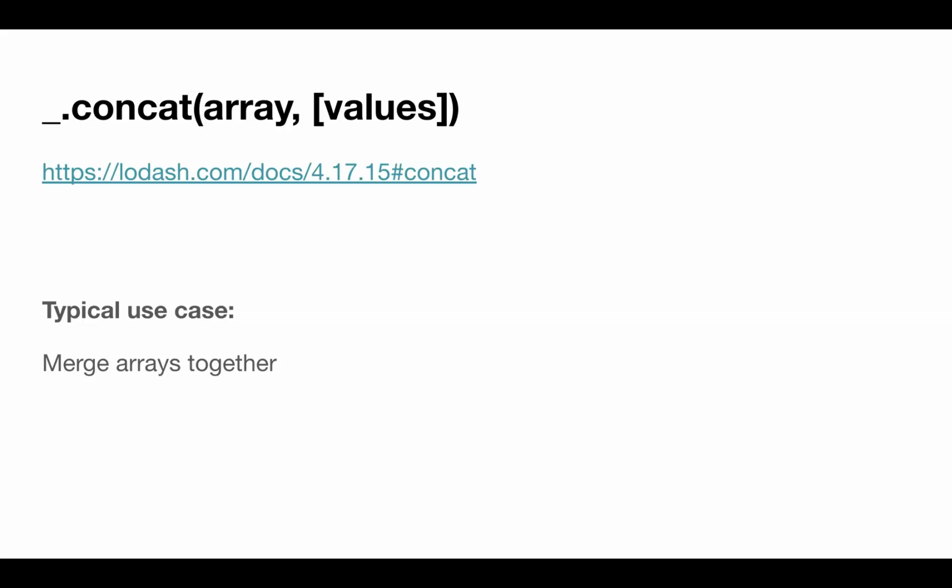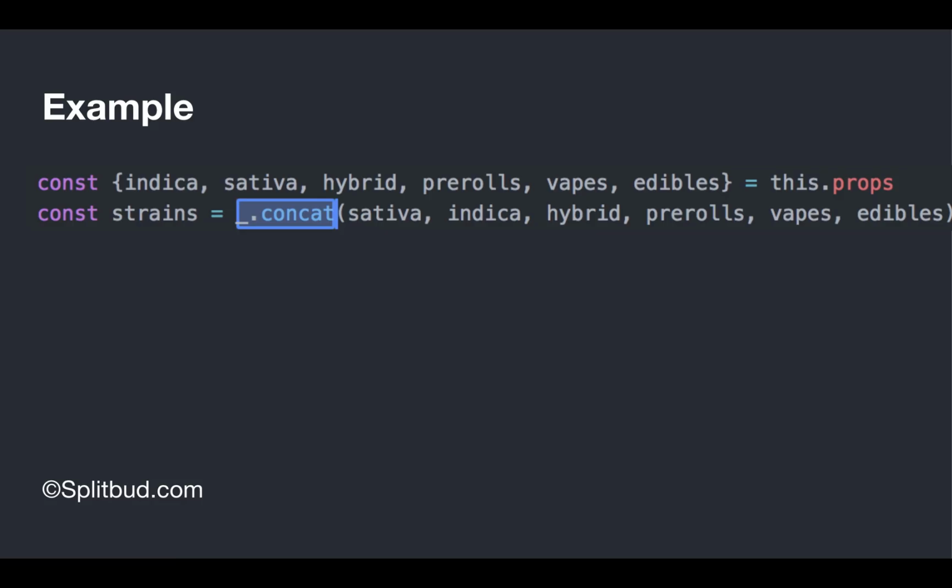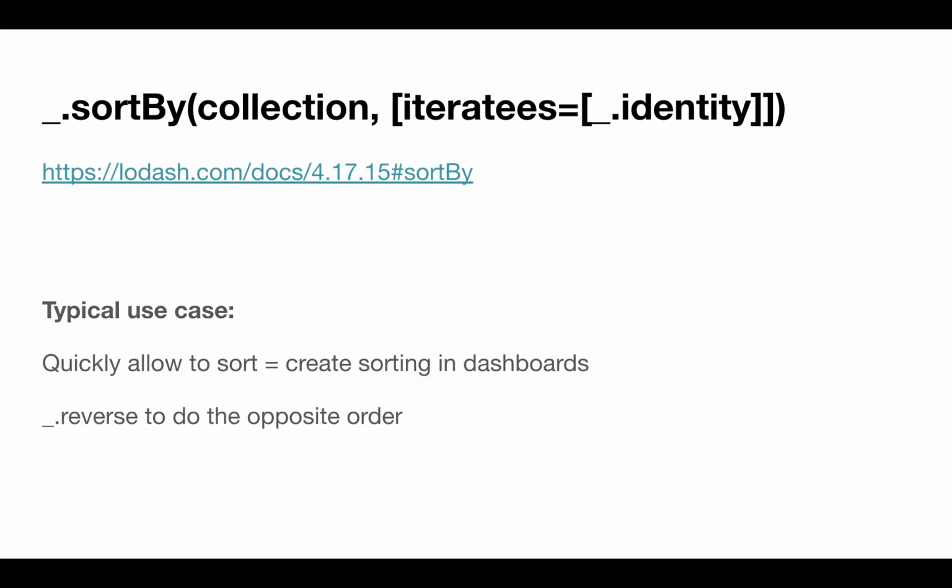Another great one is the concat function, lodash.concat, which allows you to concatenate arrays together and merge them into an array. That's the typical use case. The example in the Splitbot app is we take a bunch of products, a bunch of deals that come from different aspects. We load them with different Ajax requests, and now we merge them together from our props, from our global Redux state. We merge them together into the component so that we have a single array.